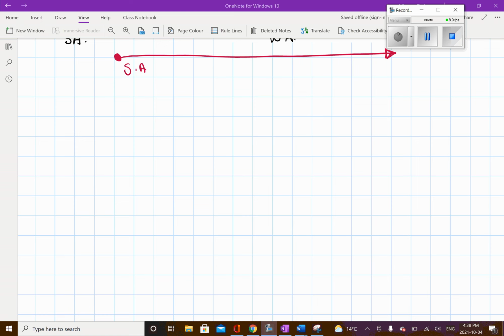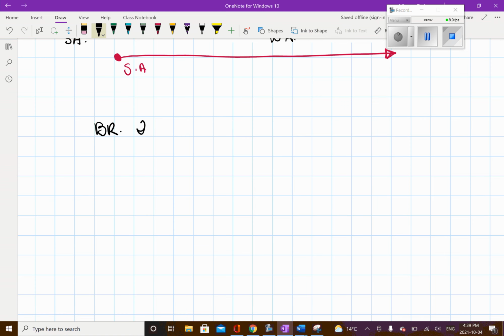So then Bronsted and Lowry formed, or they talked about, a way to define which one is acid and which one is base. So the Bronsted-Lowry definition of an acid is that they are proton donors.